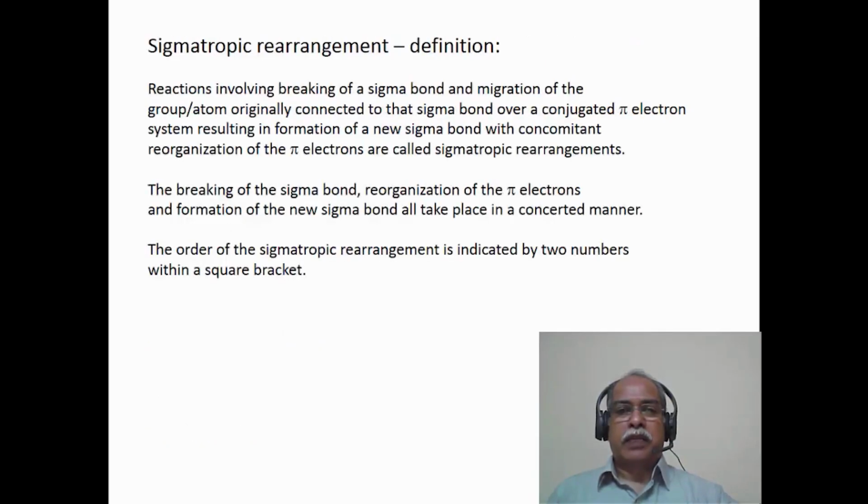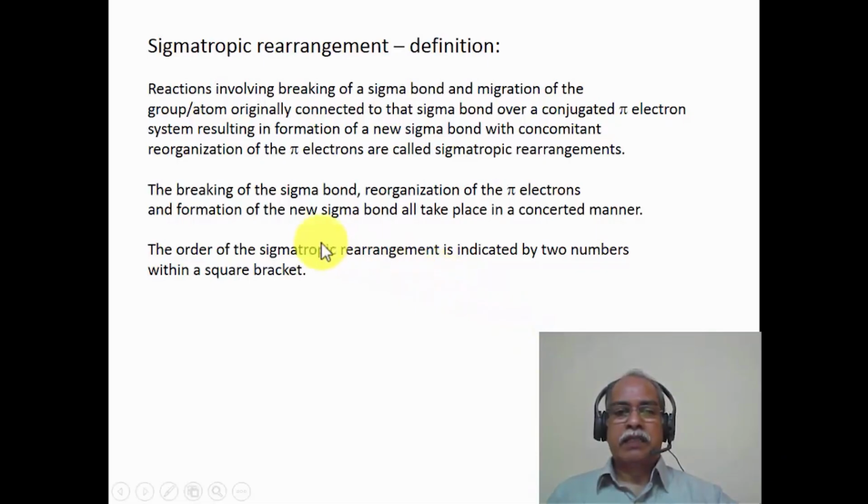Now, sigmatropic rearrangement reactions are defined as reactions involving a breaking of a sigma bond with the migration of a group or atom that is originally connected to the sigma bond over a conjugated pi system, resulting in the formation of a new sigma bond with the concomitant reorganization of the pi electrons. This may be difficult to follow without an example. We'll straight away go into an example in the next slide.